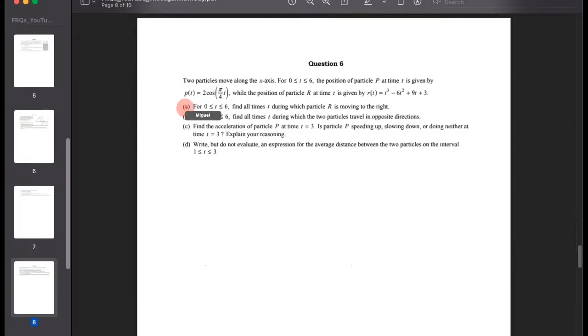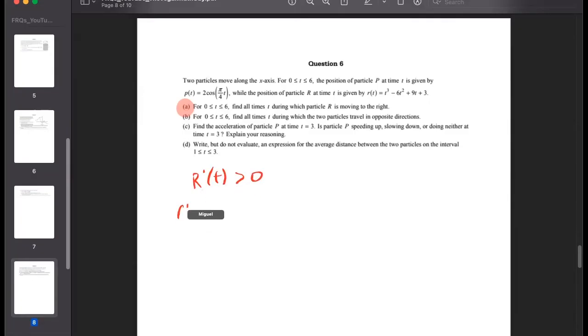So for part A, they're asking for when the particle is moving to the right. When the particle is moving to the right, that's another way of saying when is the velocity greater than 0. Now we're focused on particle r, so we're going to find when is r prime of t greater than 0.